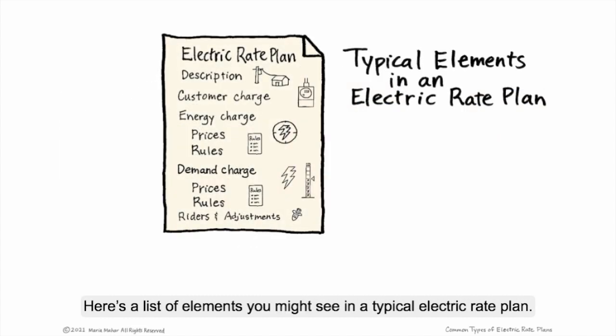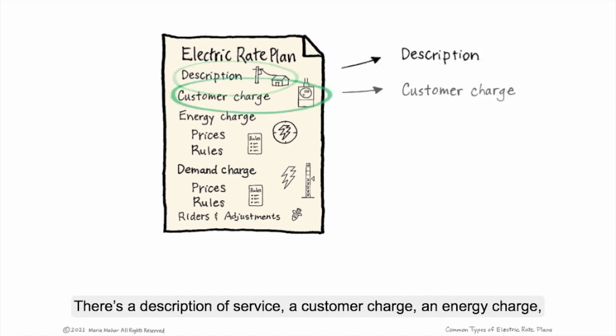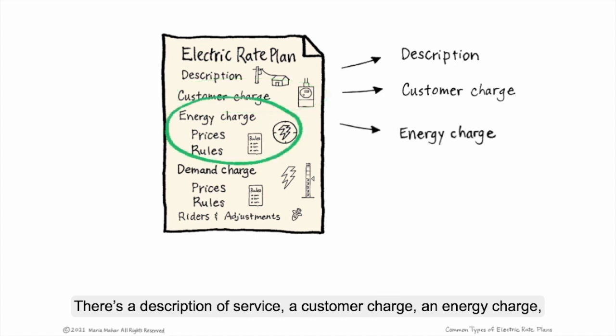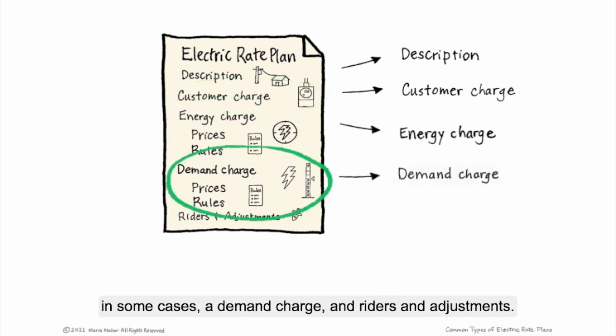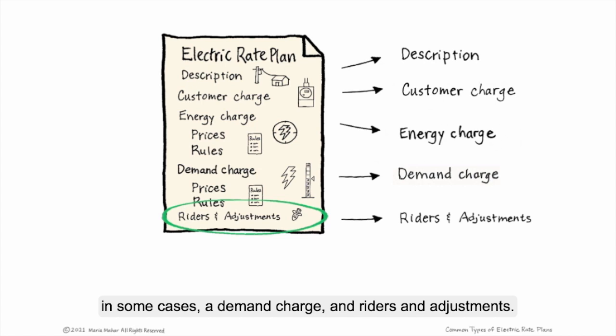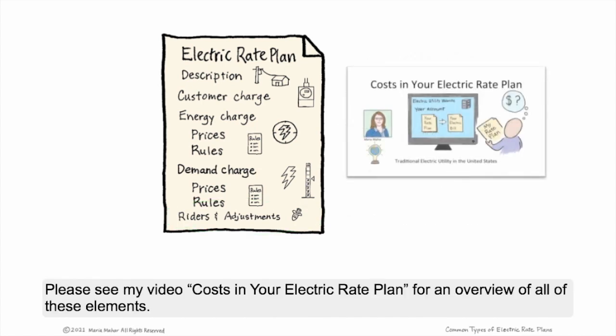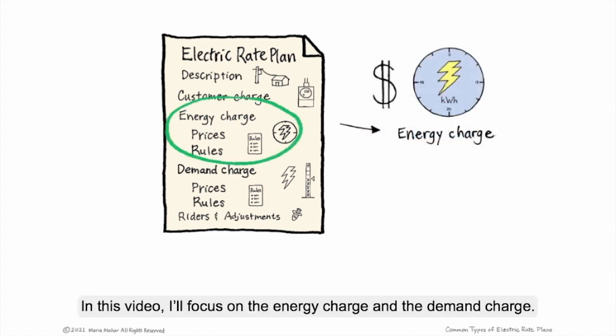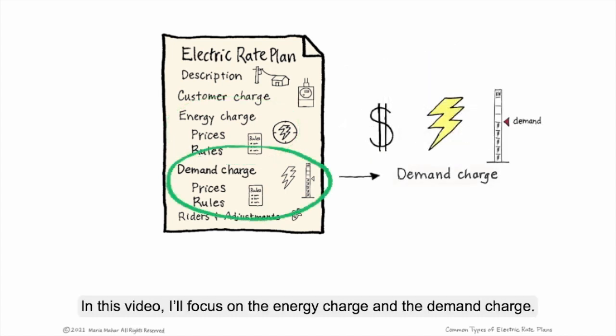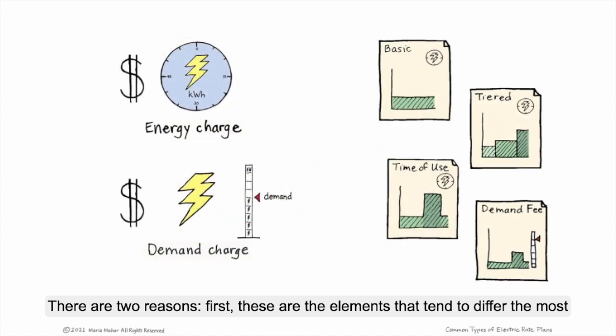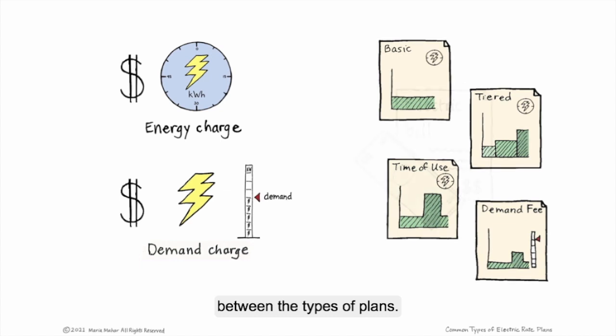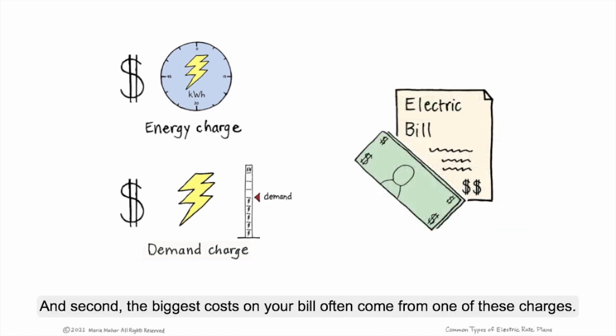Here's a list of elements you might see in a typical electric rate plan. There's a description of service, a customer charge, an energy charge, in some cases a demand charge, and riders and adjustments. Please see my video, Cost in Your Electric Rate Plan, for an overview of all of these elements. In this video, I'll focus on the energy charge and the demand charge. There are 2 reasons. First, these are the elements that tend to differ the most between the types of plans. And second, the biggest costs on your bill often come from one of these charges.